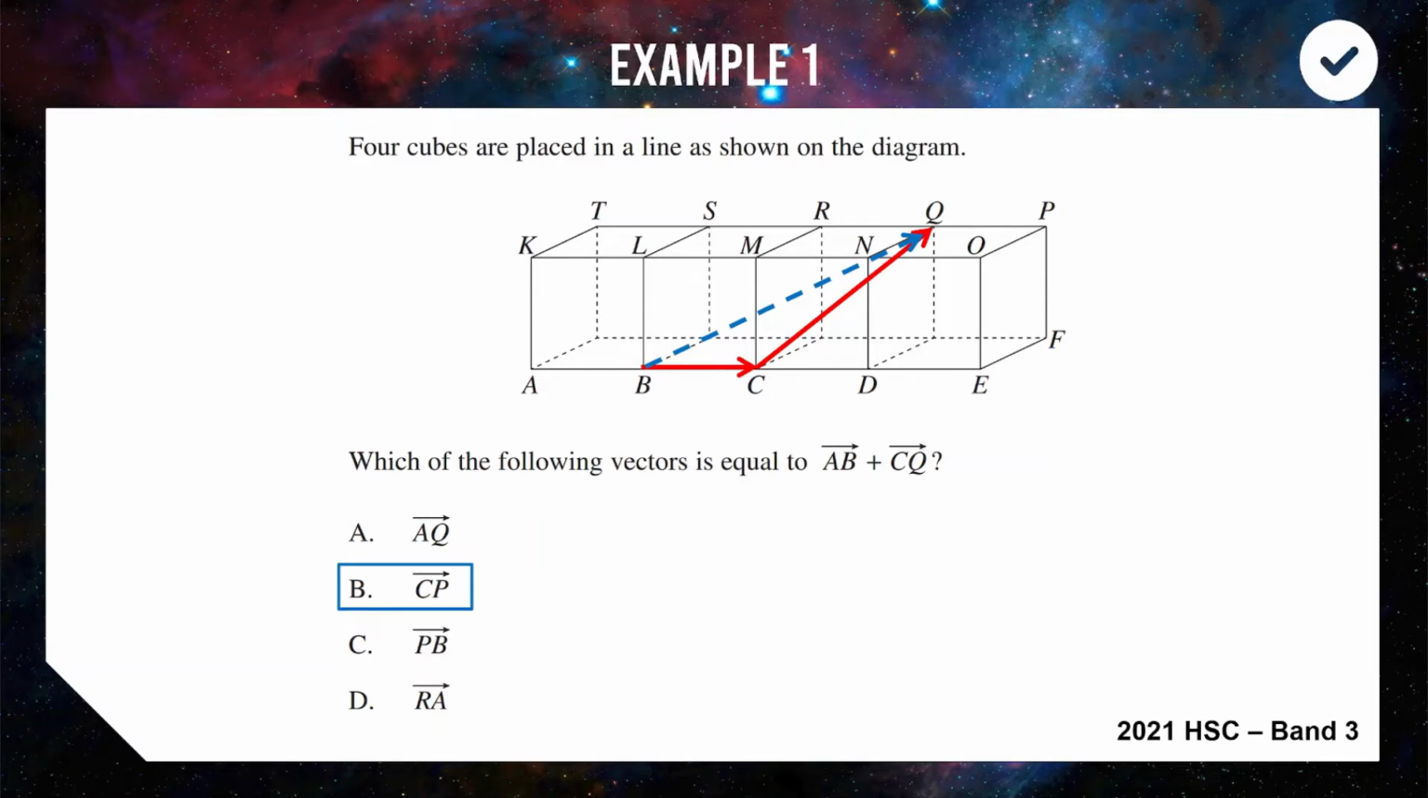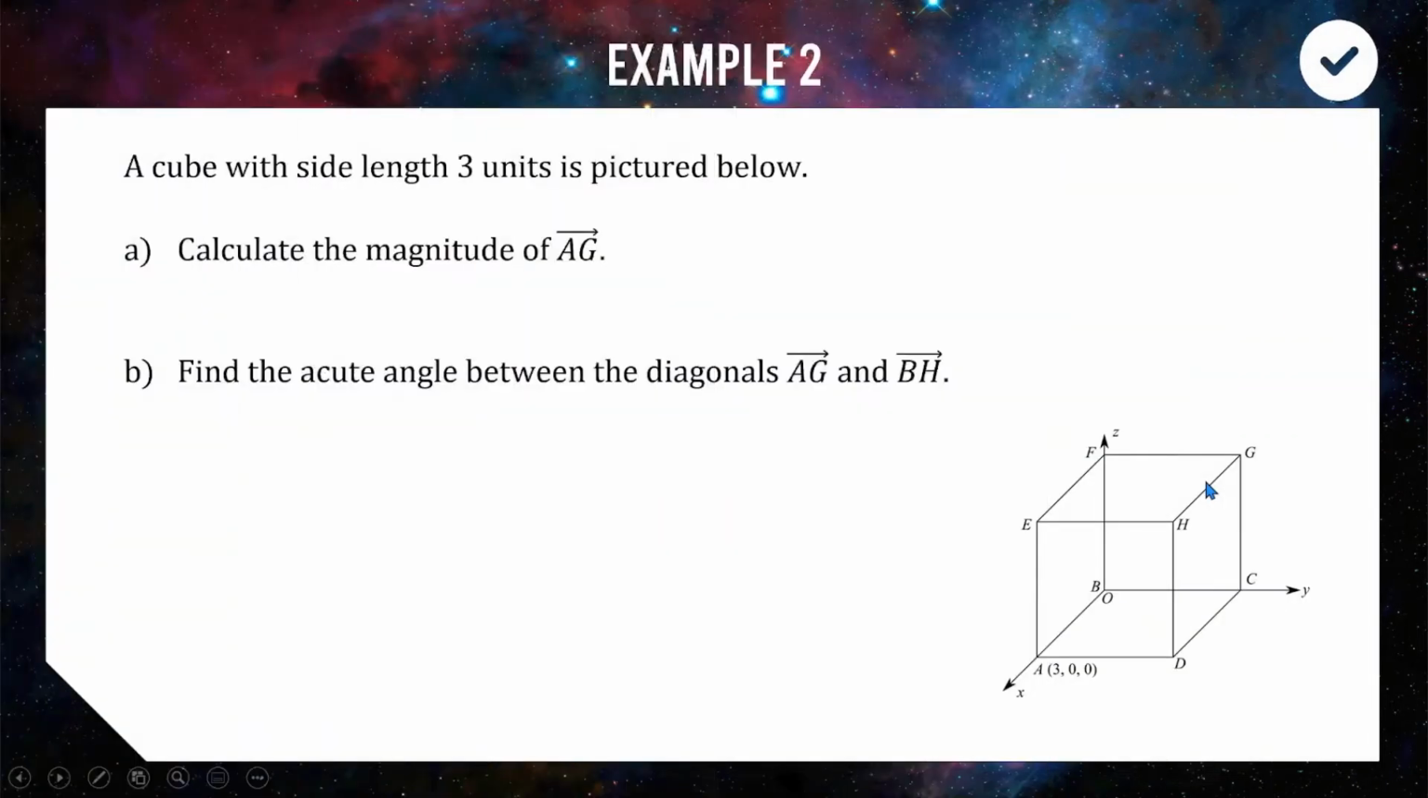All right, on to example 2. We have a cube shown in the bottom right-hand corner. With the vertex B at the origin, and we have side lengths of 3 units. So our point A is 3 on the X, 0 on the Y, 0 on the Z. Okay, question A is calculate the magnitude of the vector from A to G.